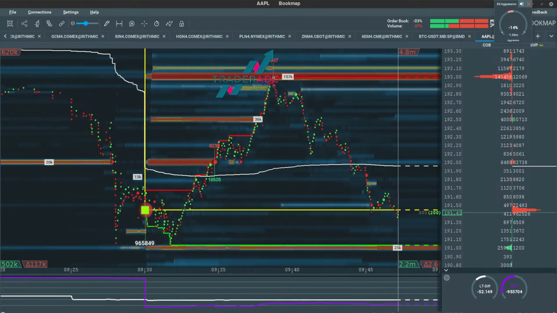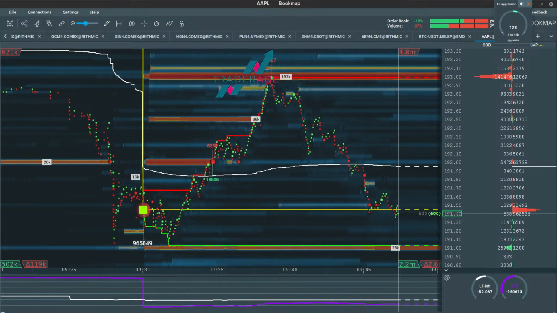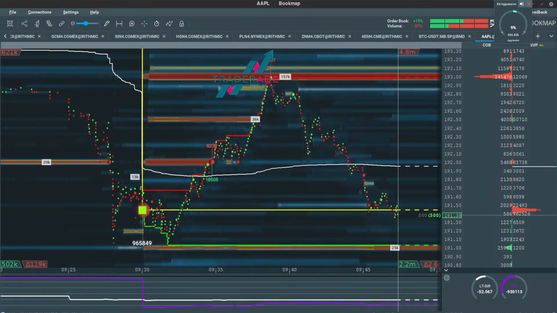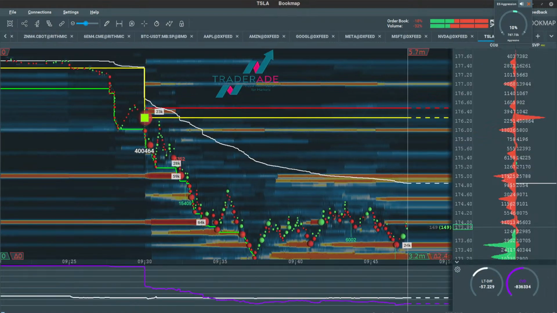And since Apple is mega ultra super liquid, I mean, look at the amount of shares between the bid and offers, like 7 million depth. That's a great trading vehicle, right? So I think you can very easily trade stocks with Bookmap.